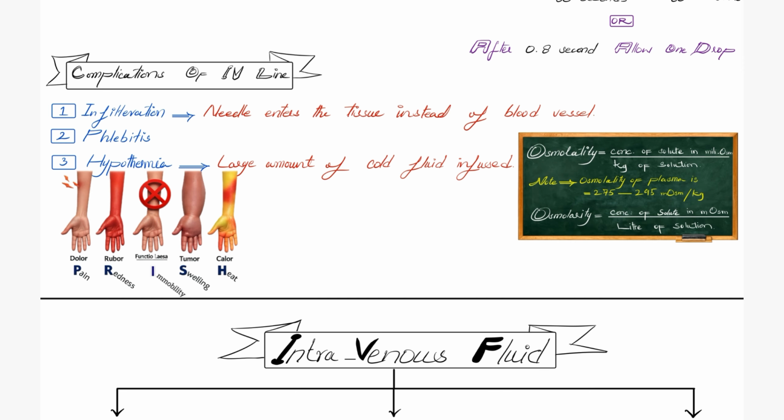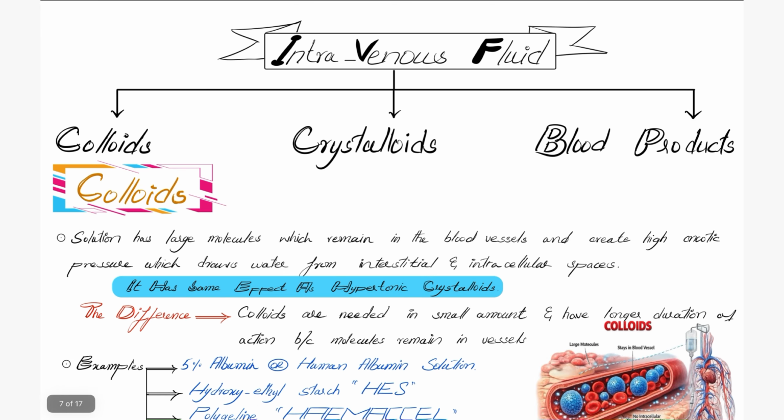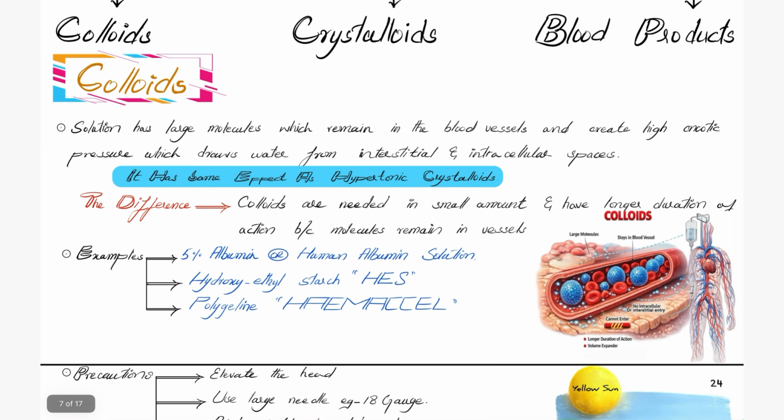Now let's talk about intravenous fluid in detail. There are three types of fluid which are given intravenously: colloids, crystalloids, and blood products. First, colloids. The solution has large molecules which remain in blood vessels and create high oncotic pressure, which draws water from the interstitial and intracellular space.